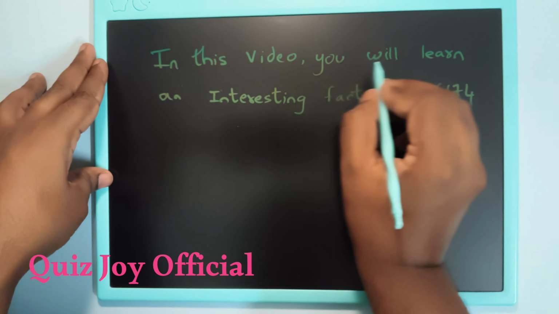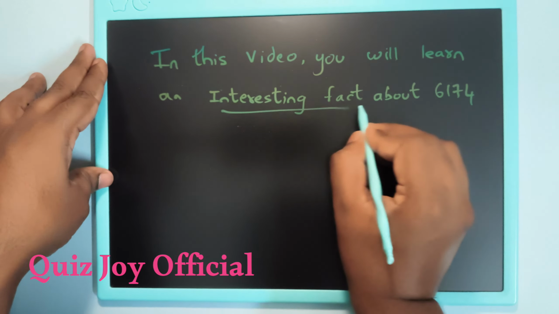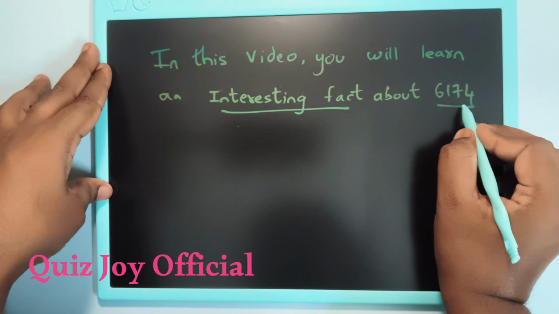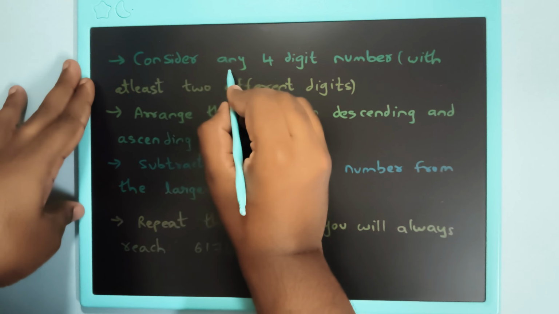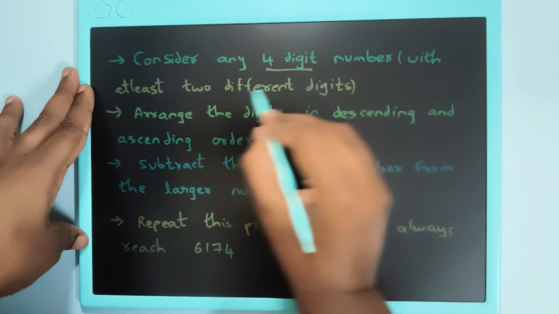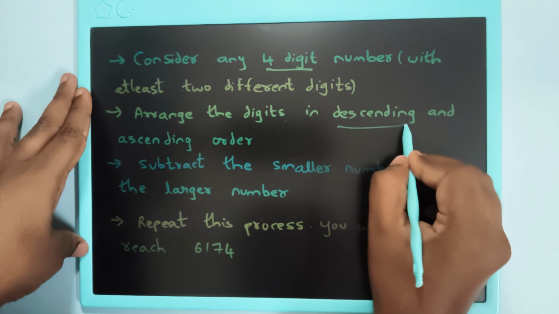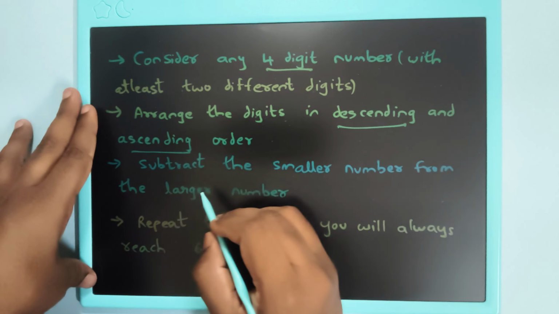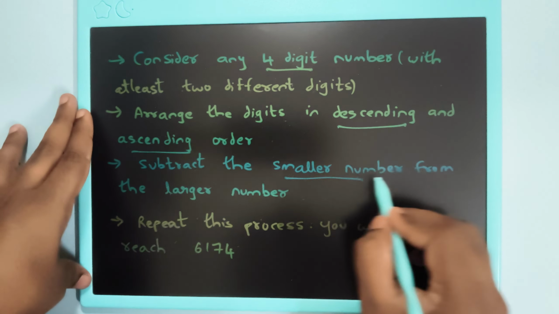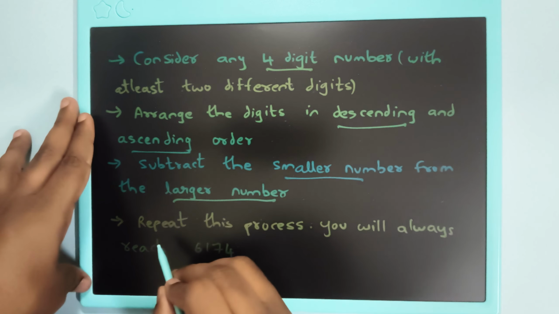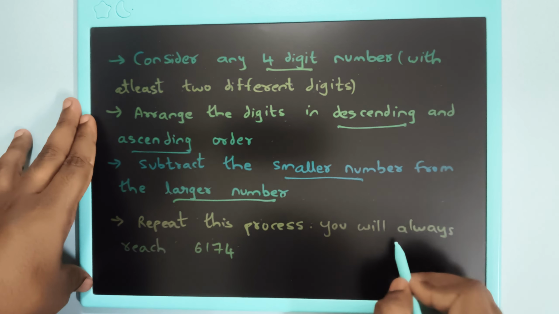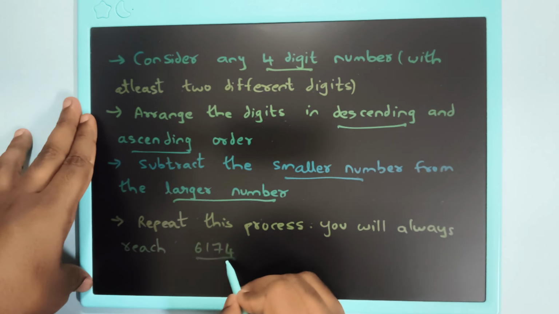In this video, you will learn an interesting fact about 6174. Consider any 4-digit number with at least 2 different digits. Arrange the digits in descending and ascending order. Subtract the smaller number from the larger number. Repeat this process. You will always reach 6174.